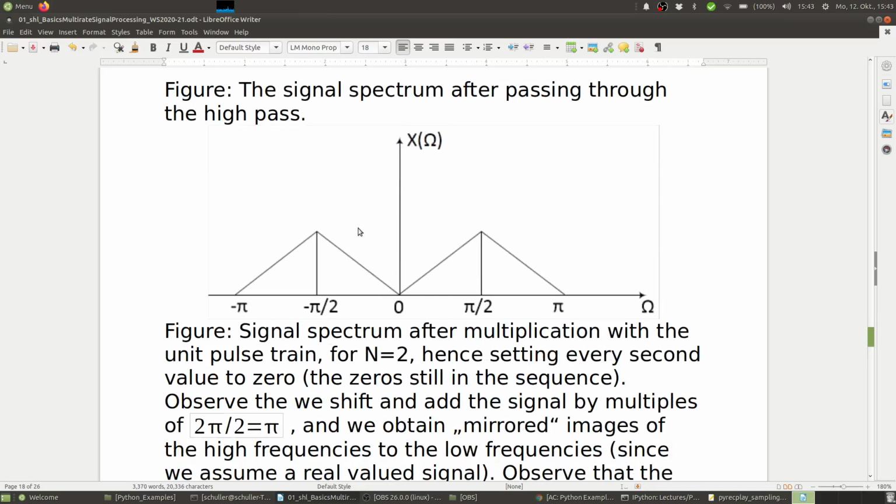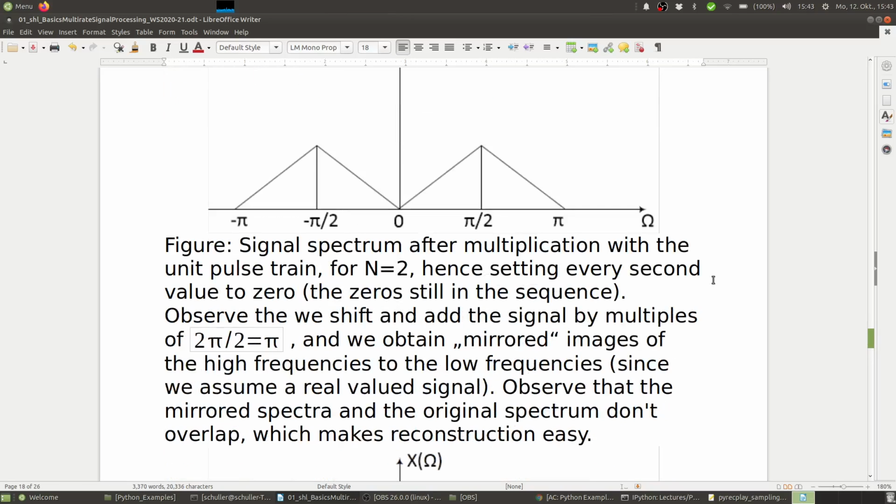Then we do the downsampling by a factor of 2 in this example, and we get those spectral copies. So this is copied here, and this is copied here. They are touching, but they are not overlapping, as you can see here, because we use ideal filters. That means we can still separate them, because they are not overlapping.